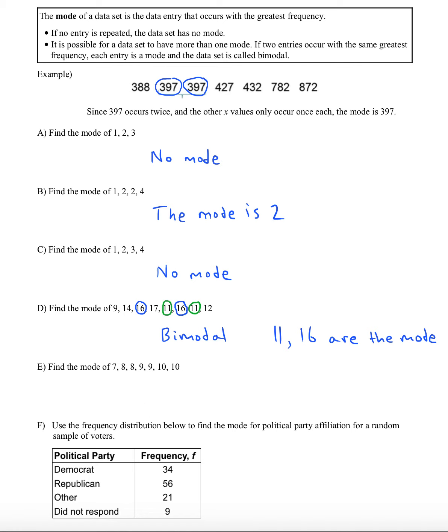What about this last one? 7, 8, 8, 9, 9, 10, 10. It's what's called trimodal. 8, 9, and 10 are the mode because they occur with the same greatest frequency of 2.